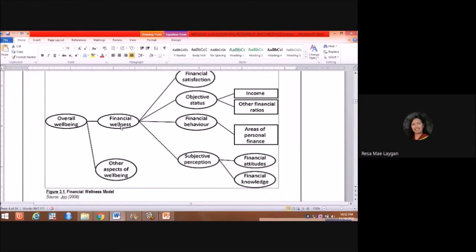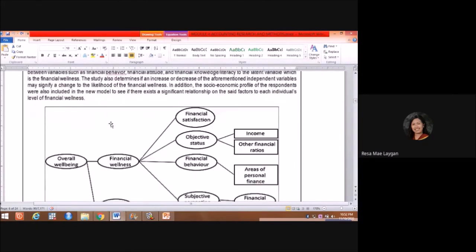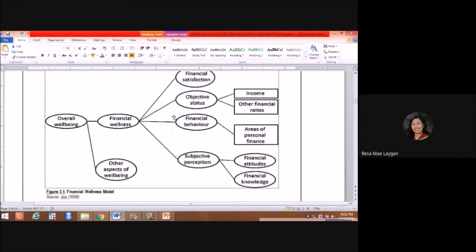As you can see on this figure, on this model, the financial attitude and knowledge, under the subjective perceptions, are all connected to financial wellness. Meaning, they have a direct effect on financial wellness. The same with income as part of your status or socioeconomic profile. And also financial behavior has a direct effect on financial wellness. So maybe in assessing the effect of financial literacy, behavior, and attitude on financial wellness.